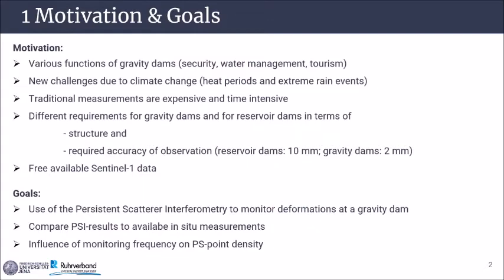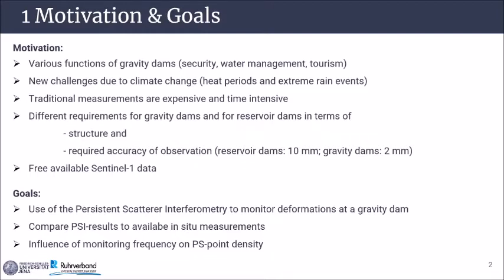Gravity dams fulfill a wide range of functions that reach from security and water management to energy production and touristic purposes. Climate change related extreme events like heat periods and rain events lead to new challenges in terms of observation of gravity dams. However, traditional measurements are expensive and time-intensive.